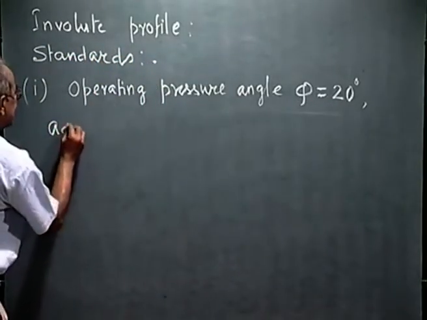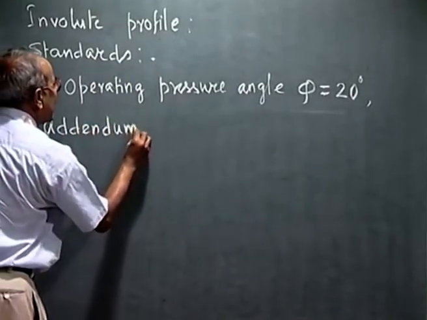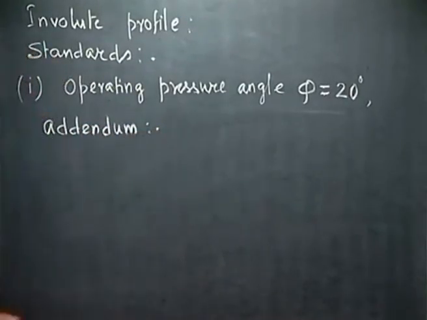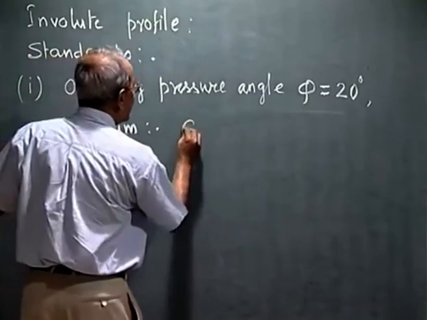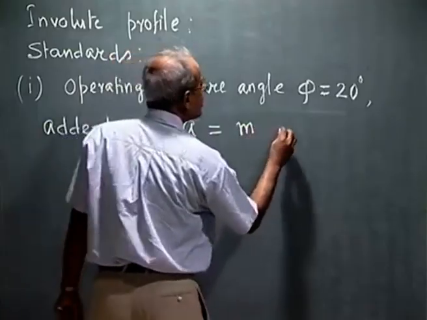Similarly, the value of the addendum, which we defined earlier, A, is equal to the module, where M is the module.